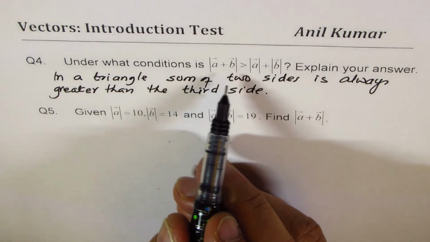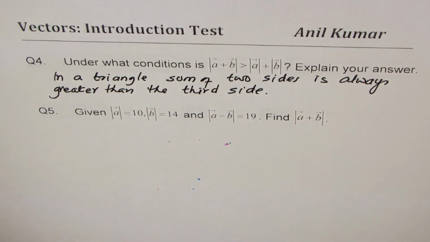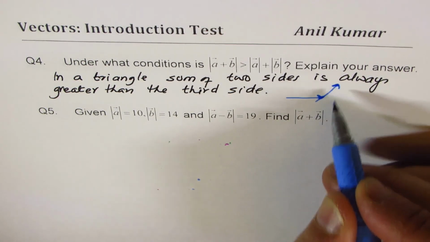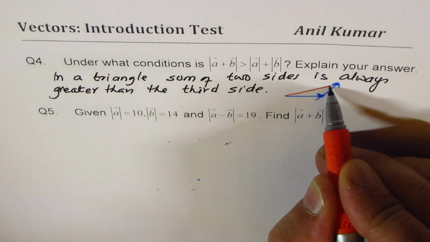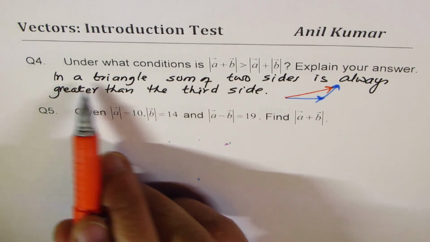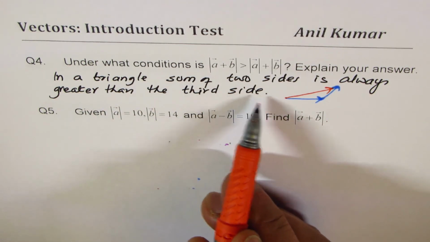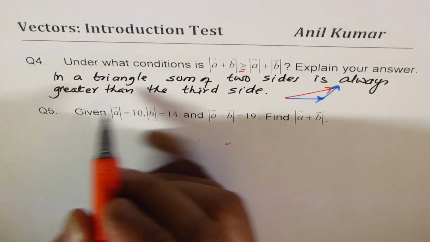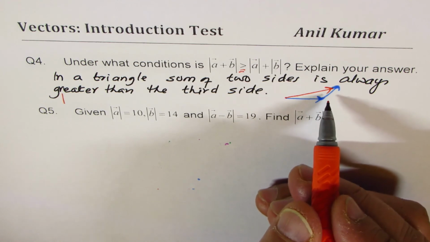Correct? Now, when we say a plus b, what we're trying to do here is that we have vector a and we have vector b. So their sum is actually the third side of the triangle. Since in a triangle the sum of two sides is always greater than the third side, we can never have this possibility. Do you see that? So therefore the third side can never be greater than those two sides, right?